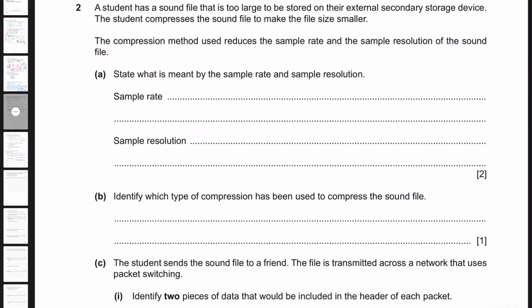Okay, question 2. A student has a sound file that is too large to be stored on their external secondary storage device. The student compresses the sound file to make the file size smaller. The compression method used reduces the sample rate and the sample resolution of the sound file. State what is meant by the sample rate and the sample resolution. Well, let's start with the sample rate.